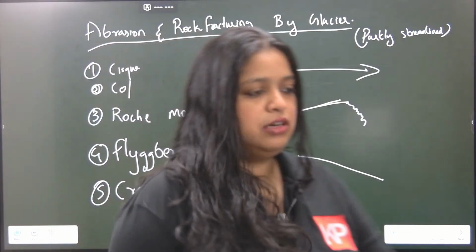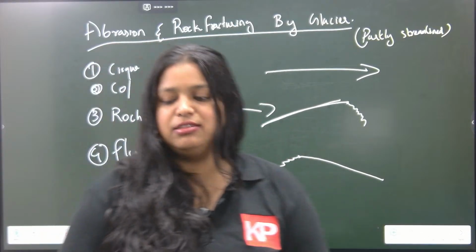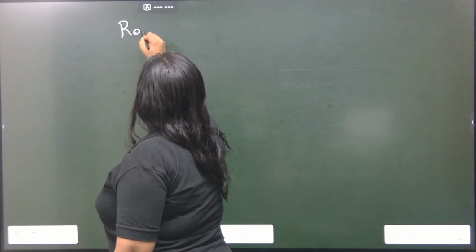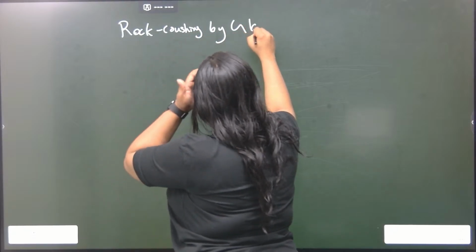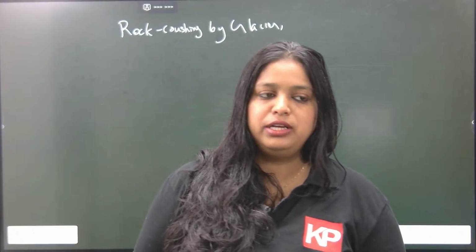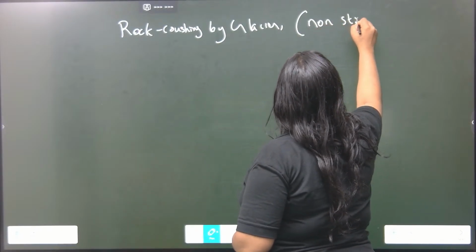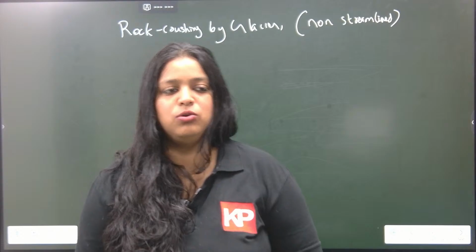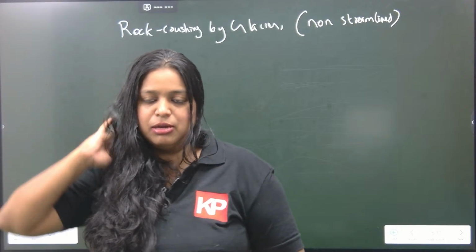Now, the next structures are formed by abrasion and rock fracturing. Next are rock crushing structures: abrasion, rock crushing by glacier. This is the erosional process. The erosional process is rock crushing by glacier, and these are non-streamlined forms. These non-streamlined forms are comparatively smaller in dimension.